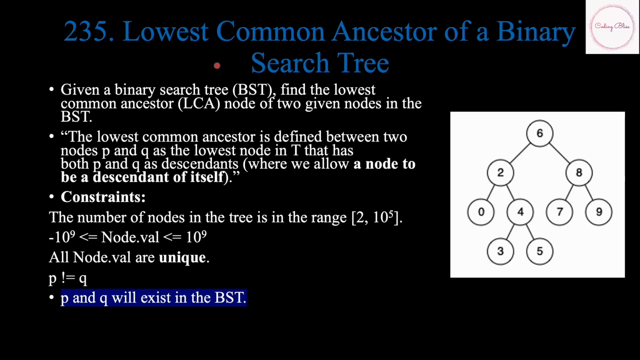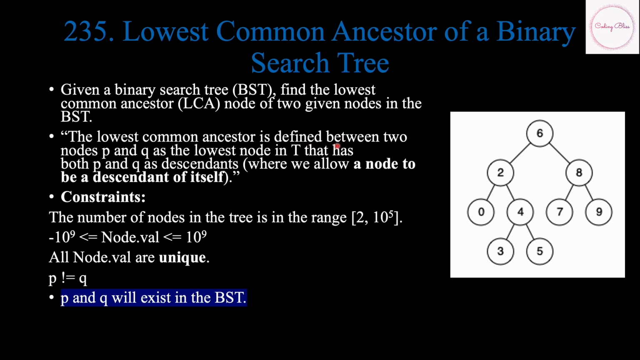Hi everyone. Today let's look at the LeetCode problem 235, lowest common ancestor of a binary search tree. So we are given a binary search tree and we have to find the lowest common ancestor node of two given nodes in the binary search tree. Okay. Now let's try to understand what a lowest common ancestor means.